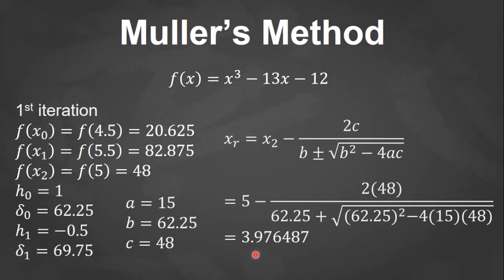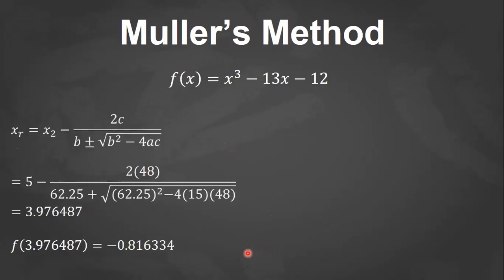Which is, now tan-awa nato, si B is positive 62.25. Hence, we choose addition. Okay. Then we now have x, our root estimate, is equal to 3.976487.